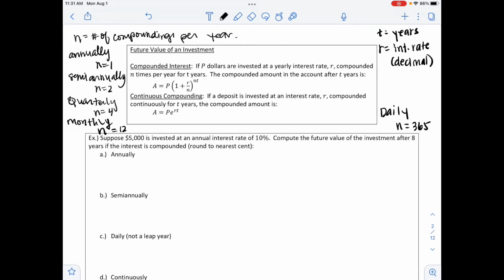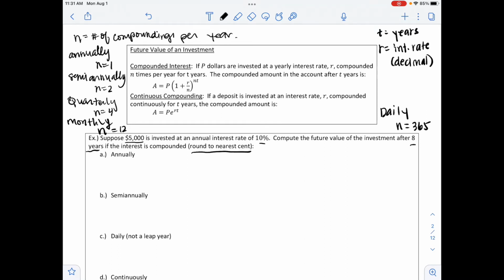So the example right below says, suppose $5,000 is invested at an annual interest rate of 10%. Compute the future value of the investment after 8 years if the interest is compounded, and it does say round to the nearest cent since we are dealing with money. Again, we're investing this for 8 years. We have $5,000 and its interest rate is 10%.